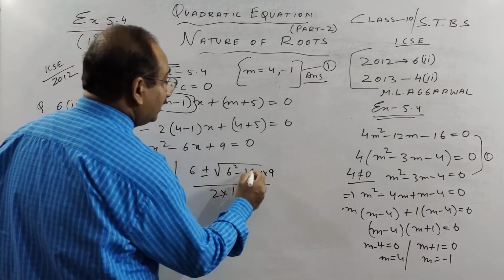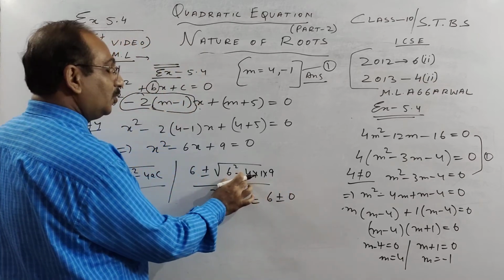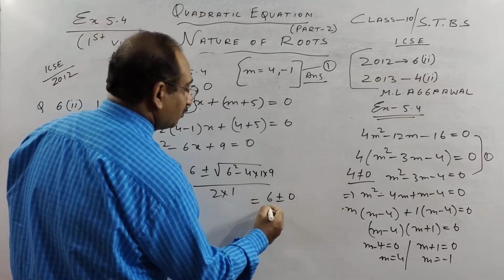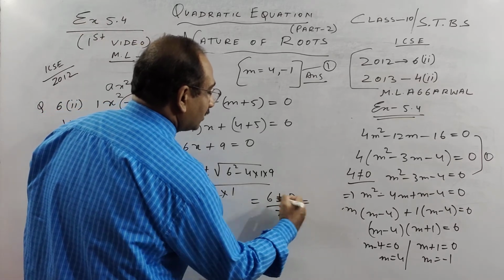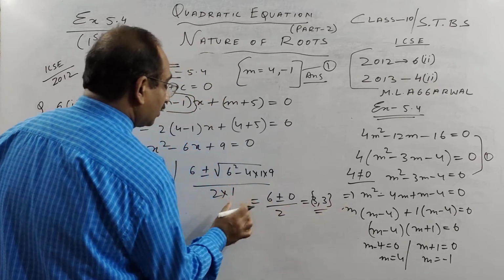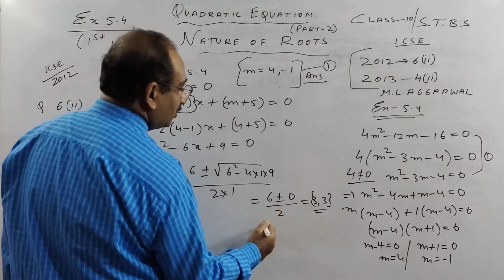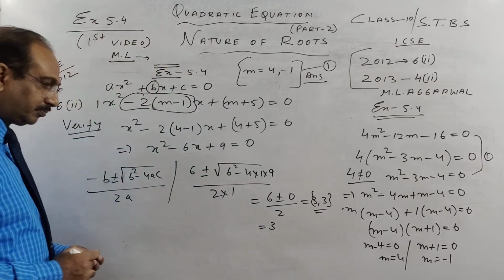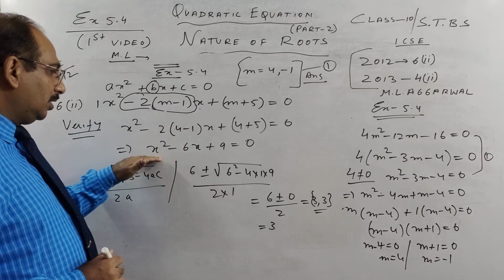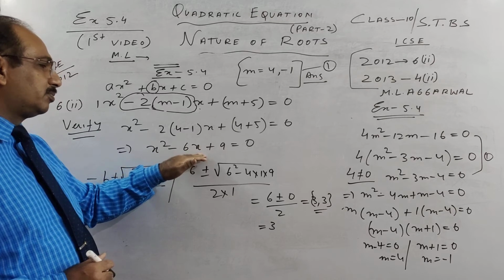So see here, children, this gets 0. 6 plus minus 0, root over 0 is 0. So this gets 0. 36 minus 36 by 2. So my answer is 3. So 2 answers you will get, because it's a quadratic equation. 1 you will get for plus and 1 for minus. So 3 will be the root. So you put 3 here. If you verify, 3 square is 9 plus 9, 18, and 6 into 3 is minus 18.